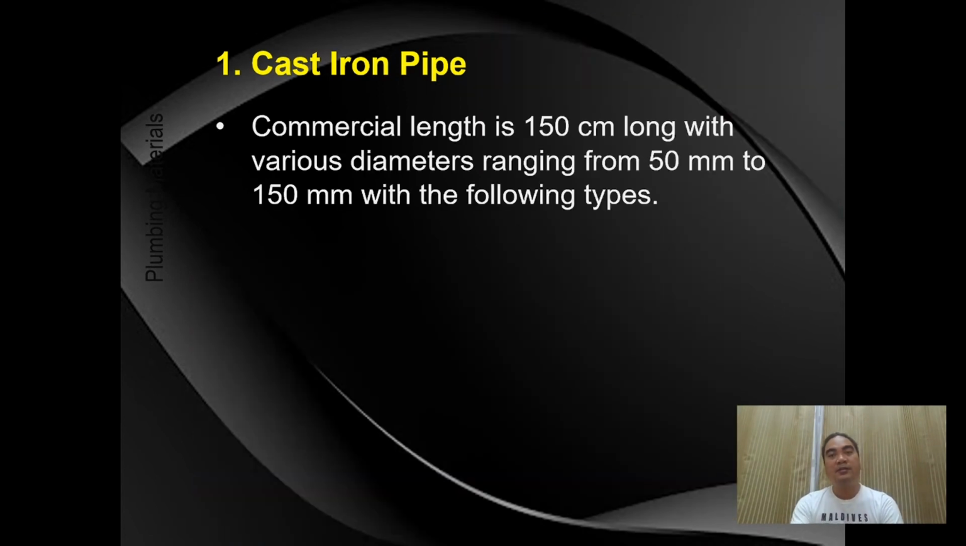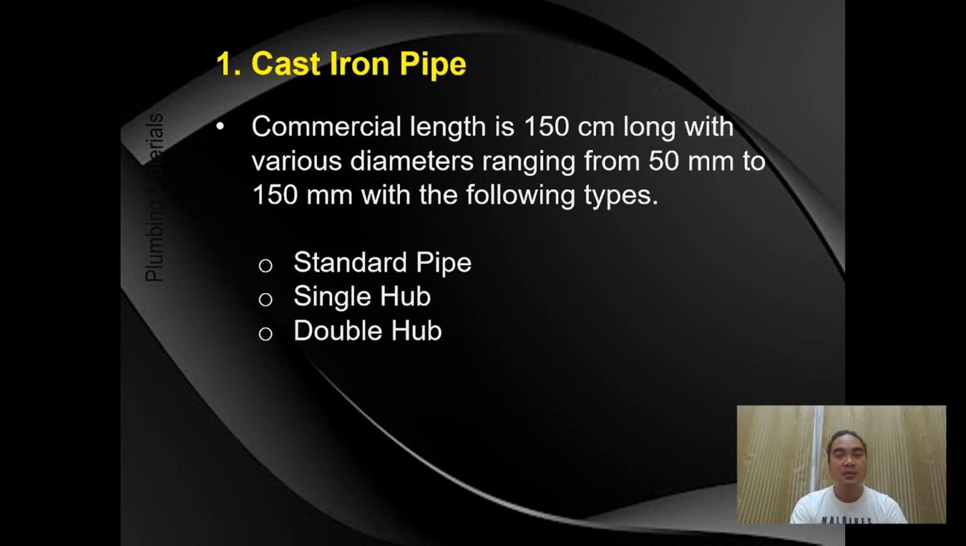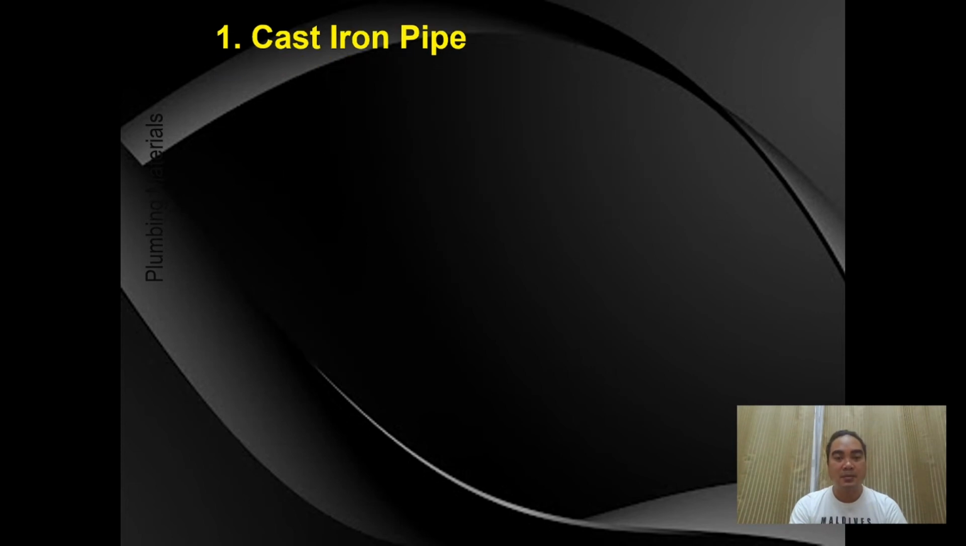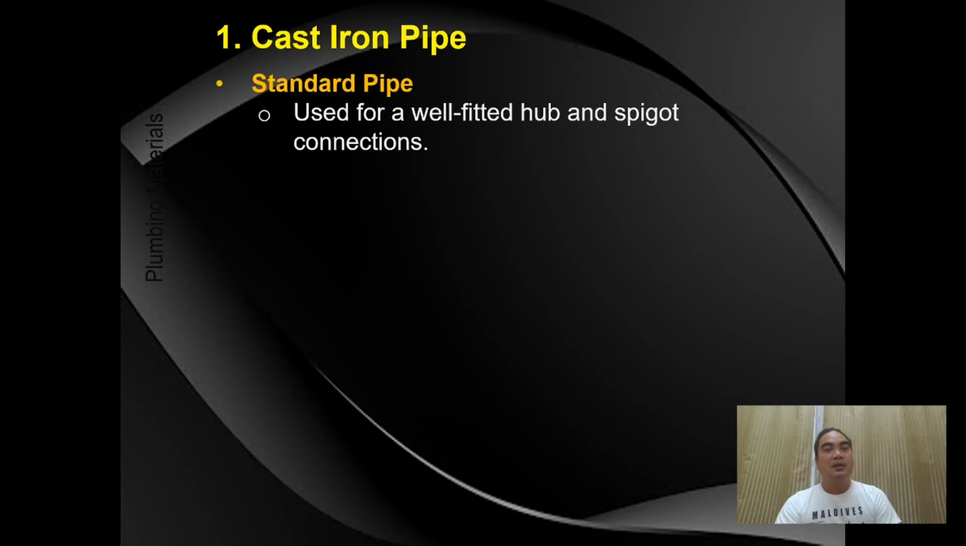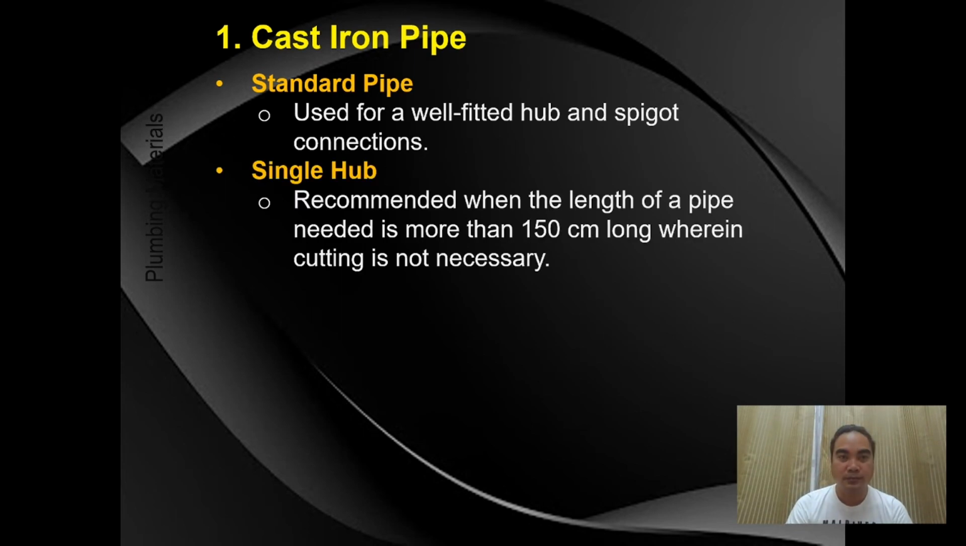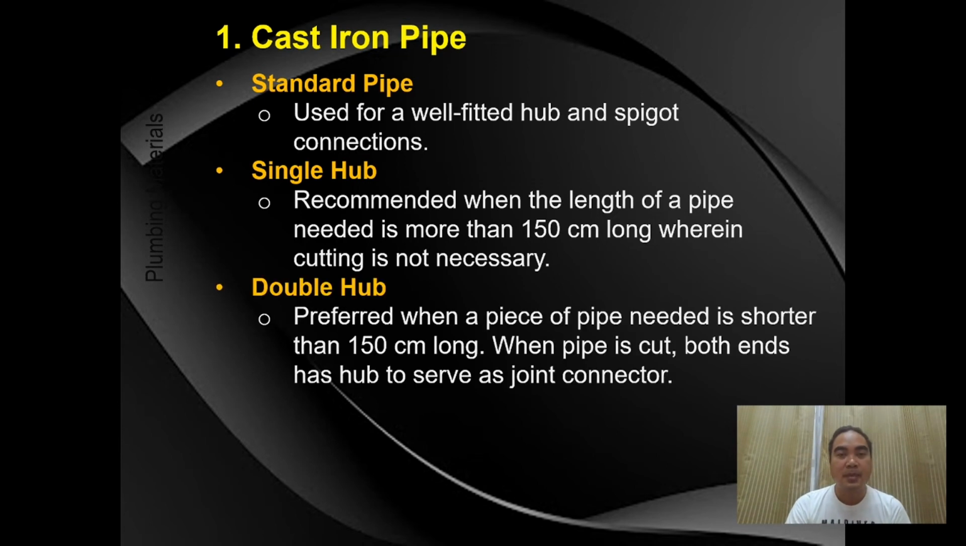Commercial length is 150 cm long, with various diameters ranging from 50 mm to 150 mm, with the following types: standard pipe, single hub, double hub, hubless pipe. Standard pipe, used for well-fitted hub and spigot connection. Single hub, recommended when the length of the pipe needed is more than 150 cm long, wherein cutting is not necessary. Double hub, preferred when a piece of pipe needed is shorter than 150 cm.